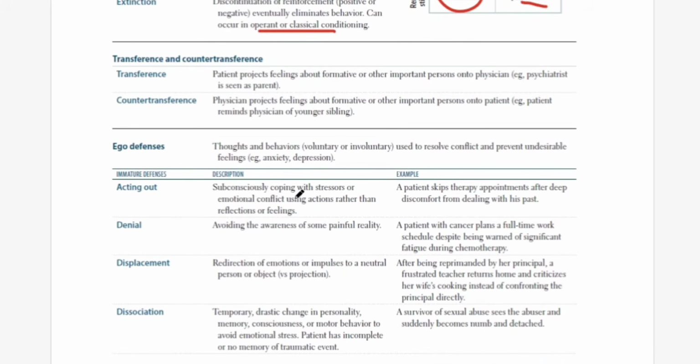Now we have transference and countertransference. These are really simple concepts, anyone can understand them on their own. Transference is basically when a patient projects their feelings about someone important, like a parent, sibling or friend, onto the therapist. Countertransference is the opposite: the physician projects feelings about someone important onto the patient, like if the patient reminds them of a lover, sibling, parent or friend.